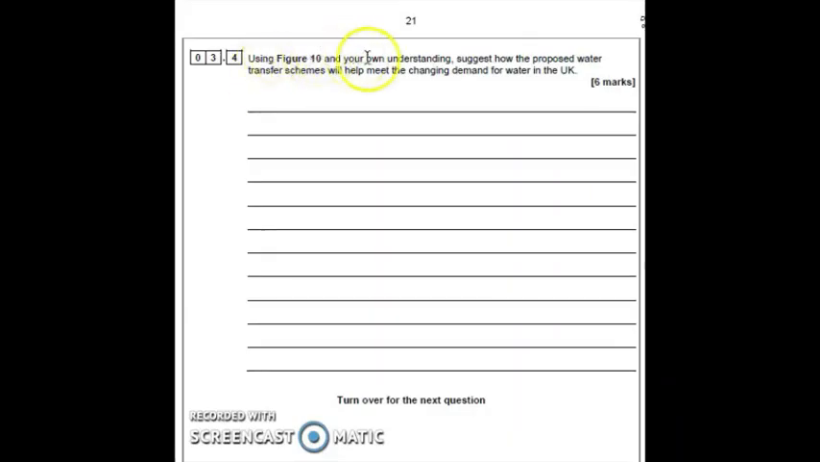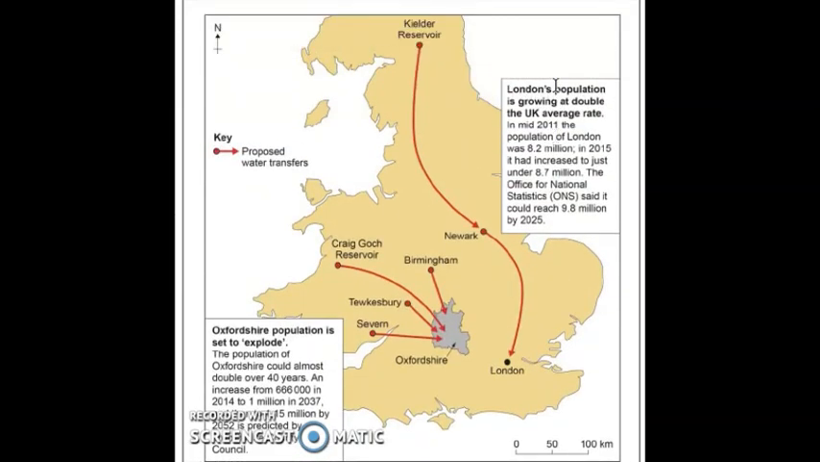2.4, using figure 10 and your own understanding, suggest how the proposed water transfer schemes will help meet the changing demand for water in the UK. About 6 minutes worth of writing then. So what we need to do is reference the figure and a bit of our own understanding to basically say how good it is going to be to transfer water from one part of the country to another. So here is our figure. Got a map of Britain. We've got the red lines that represent where water might be travelling across the country.